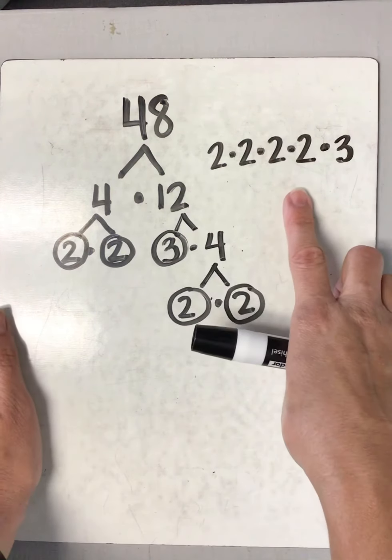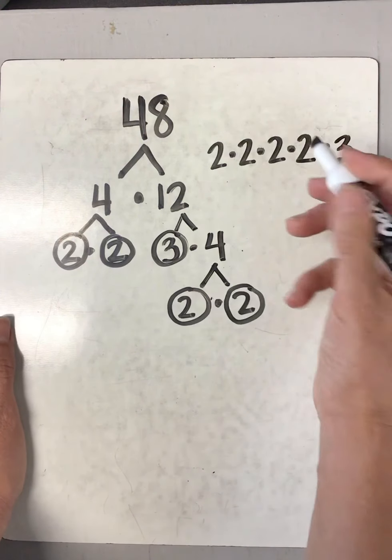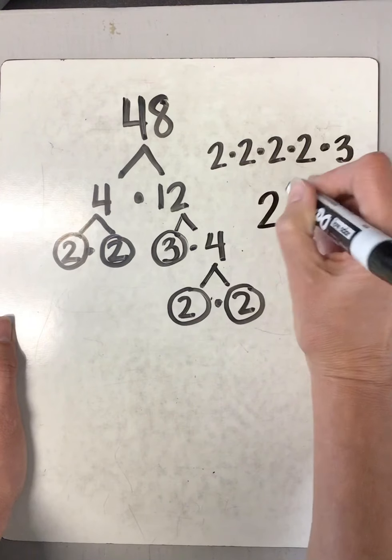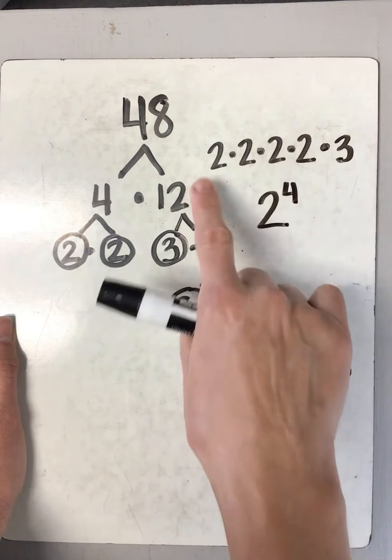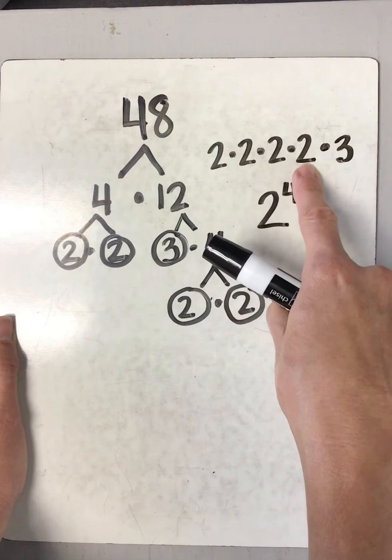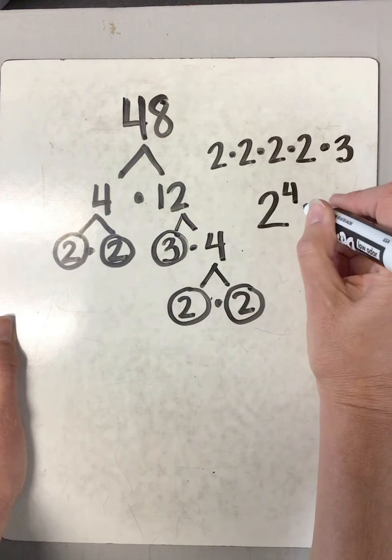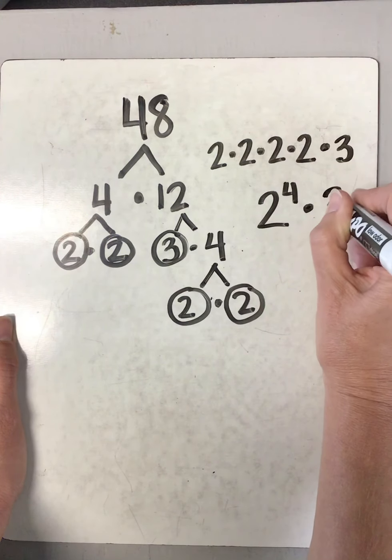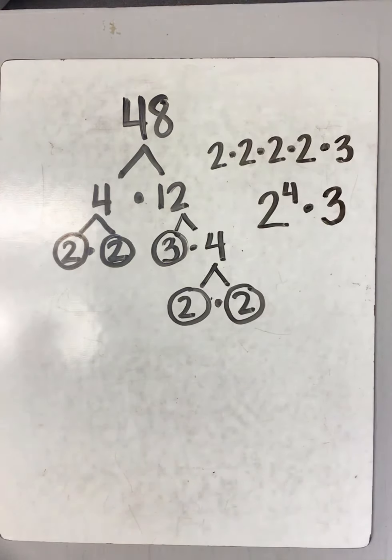This is an acceptable way to write it, but the best way to write it is with exponents and a base. So my base is 2, my exponent is 4 because I have 1, 2, 3, 4 2's, and a 2 is smaller than a 3, so I wrote it first, and a 3 comes last.